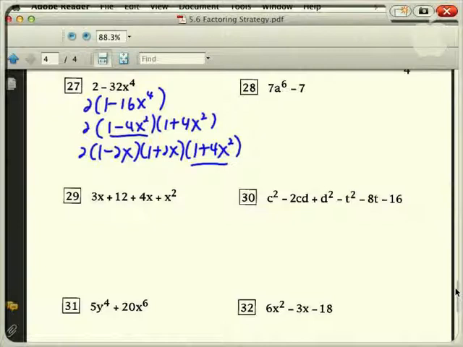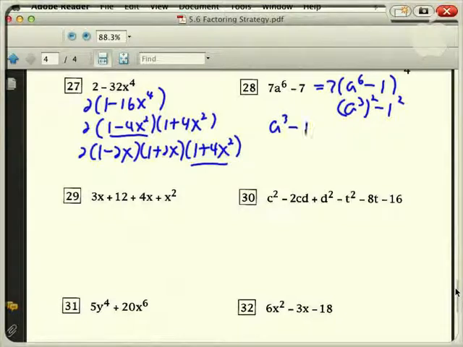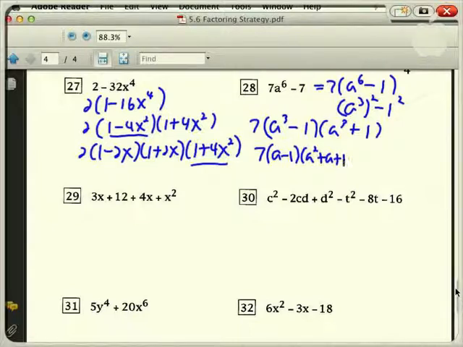Okay, well, in number 28, take a 7 out. And let's think of a to the 6 minus 1 as the difference of two squares. So we would have a cubed minus 1 times a cubed plus 1. Don't forget the 7. And we can go further. Difference of two cubes and sum of two cubes. So we'll have a minus 1 times a squared plus a plus 1 times a plus 1 times a squared minus a plus 1. You really got to know your formulas. That is for sure.